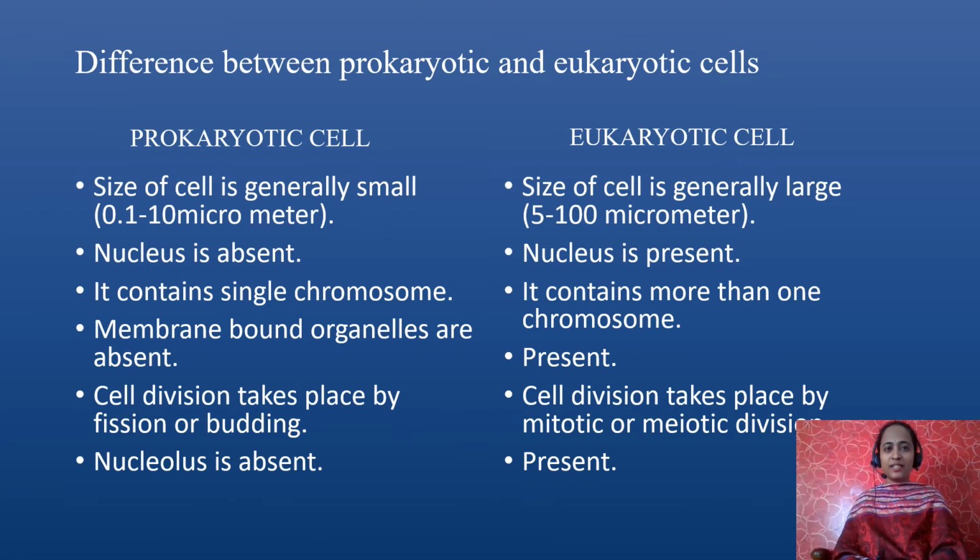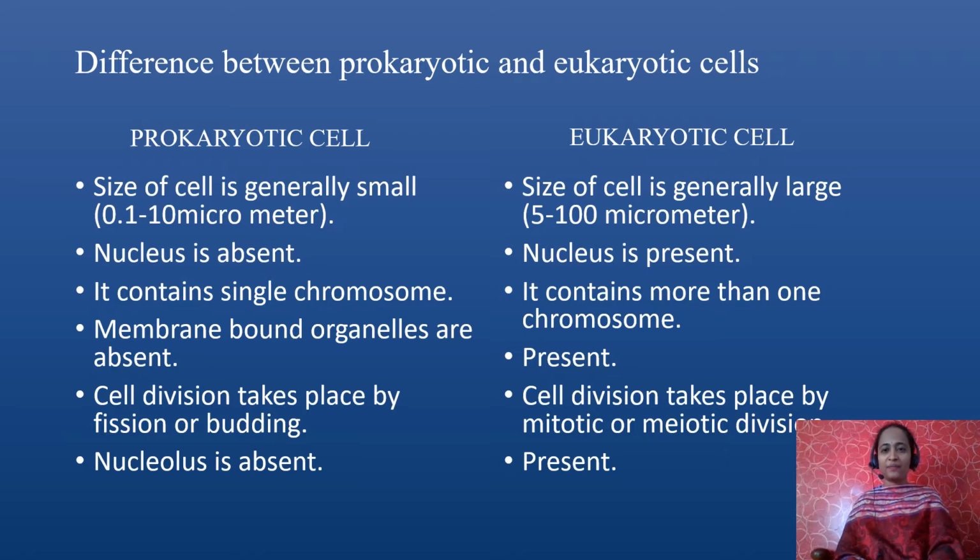Now, let us see the differences between prokaryotic and eukaryotic cells. In prokaryotic cells, the cell size is generally smaller than in eukaryotic cells. It ranges from 0.1 micrometer to 10 micrometers. Usually, 1 millimeter is equal to 1000 micrometers. Just imagine the size, 0.1 to 10 micrometers. Very small, very minute. We can observe them only under a microscope, without which we cannot see these cells.